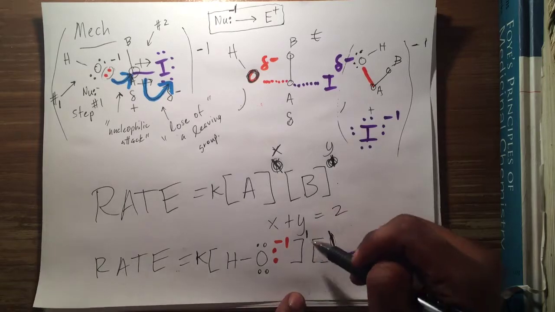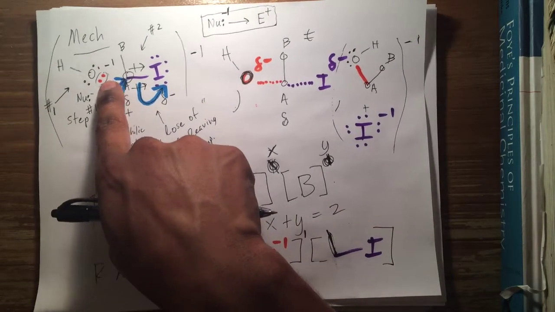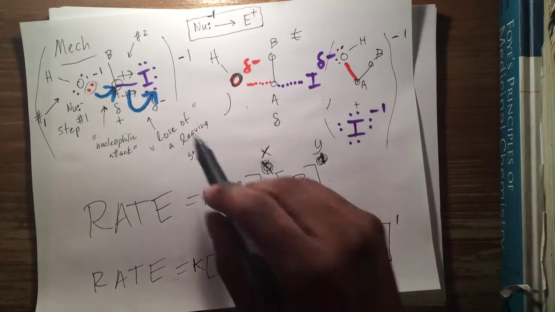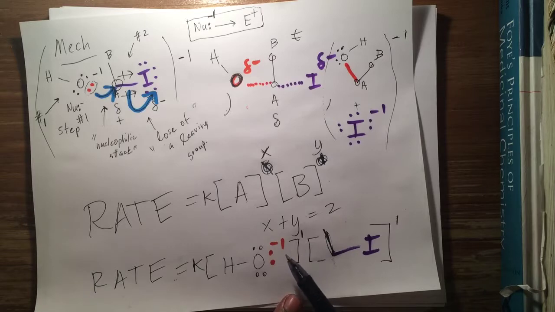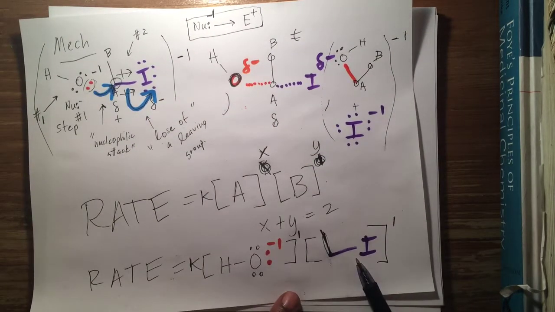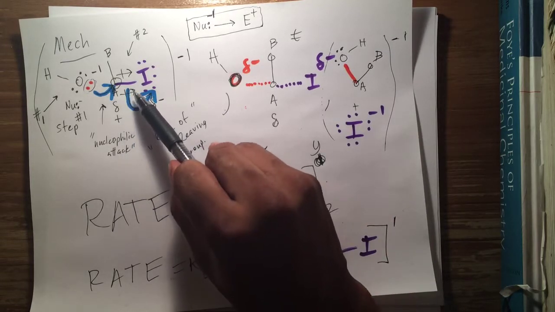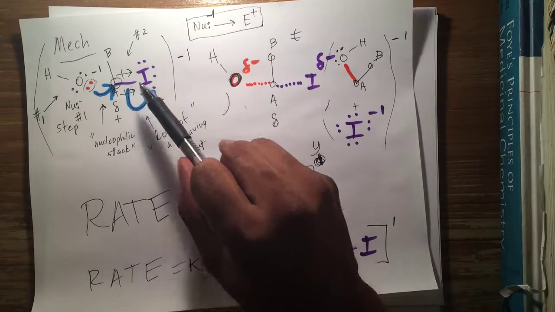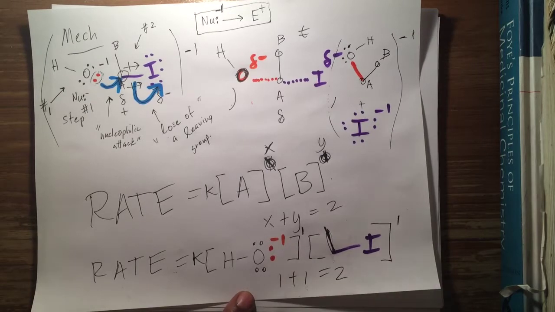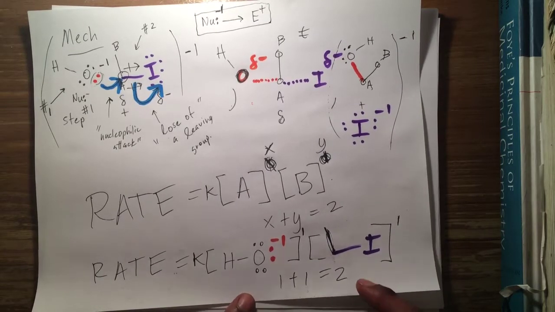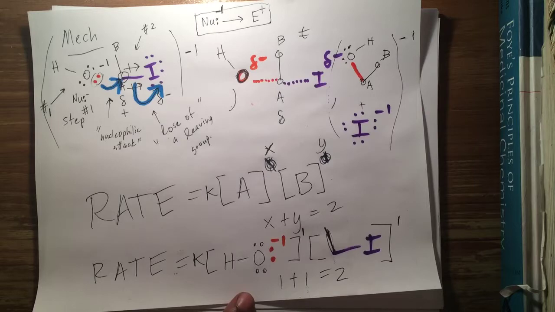This is to the first power because there's only one of these molecules. I'll say that one more time. The nucleophile is to the first power because there's only one molecule of hydroxide. The iodoethane is to the first power because there's only one of these involved in the mechanism. And of course, 1 plus 1 is equal to 2. That's why we say Sn2. The 2 means bimolecular.